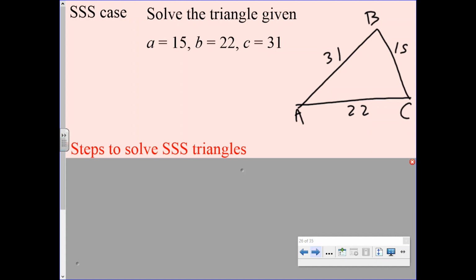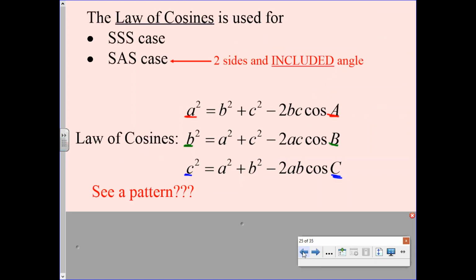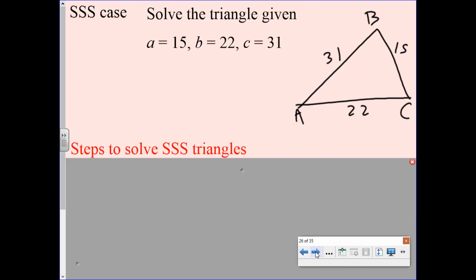It doesn't matter which angle we find first. I'm going to find angle A just because it's A. So I go back to my laws, and since the only one that has angle A is the top one, I'm going to use that law. I'm going to plug everything in. So I know that 15 squared is equal to 22 squared plus 31 squared minus 2 times 22 times 31 times the cosine of A, which is what I'm trying to find.